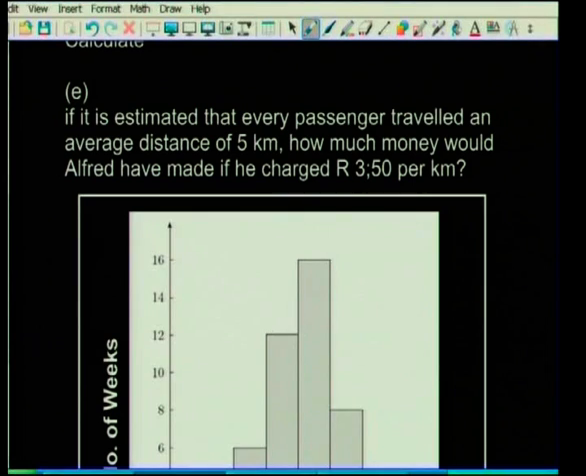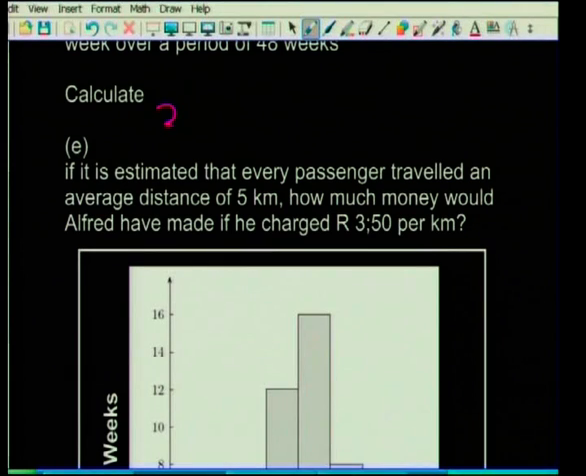Guys, these measures of central tendency often corroborate each other. So in other words, often my modal class, my estimate mean, and my median will be pretty close to each other. Now let's have a look at our final question. Not too much to do with stats, just a little bit to see if you guys can calculate. If it is estimated that every passenger traveled an average distance of 5 kilometers, how much money would Alfred have made if he charged £3.50 per kilometer?